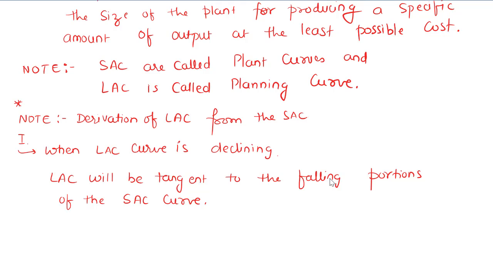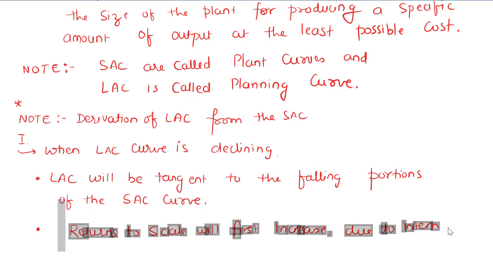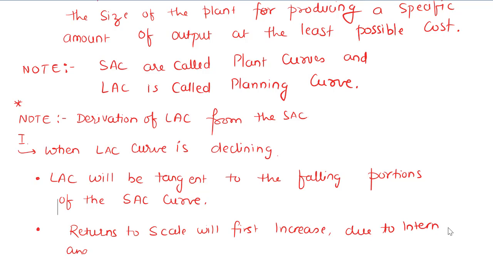What is the principle applicable over here? The principle is returns to scale will first increase due to what? Due to internal and external economies, so long run average cost curve will decline.